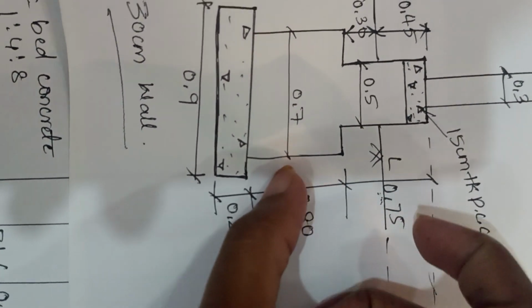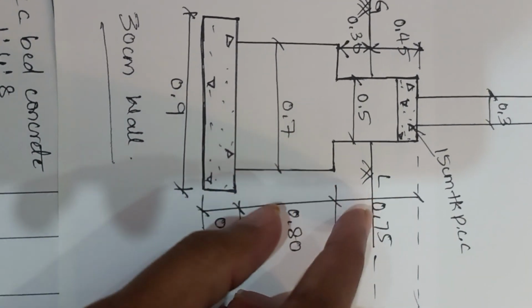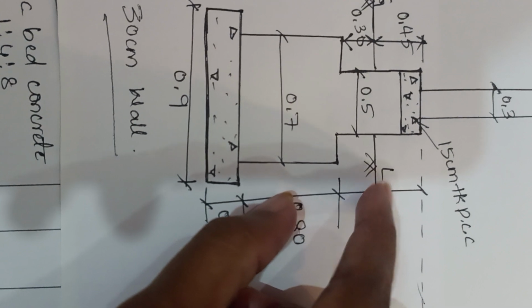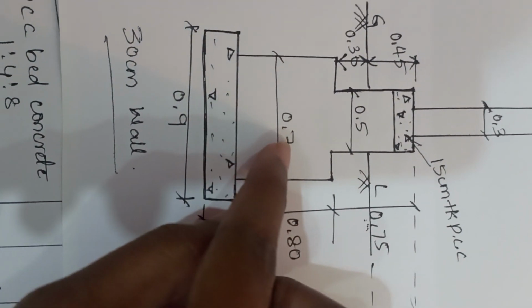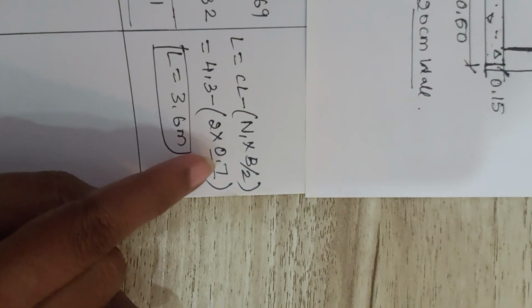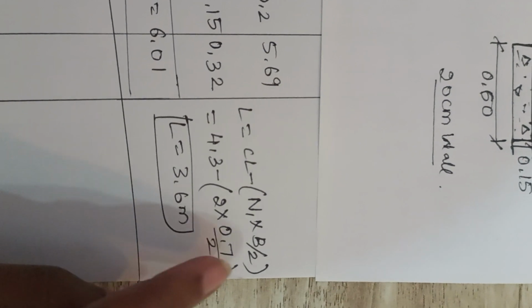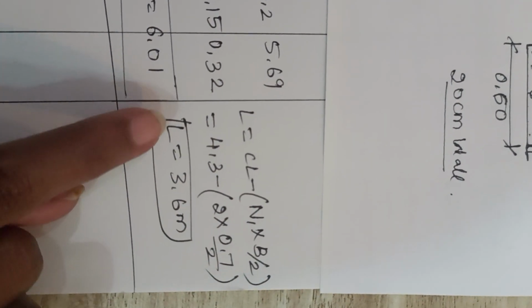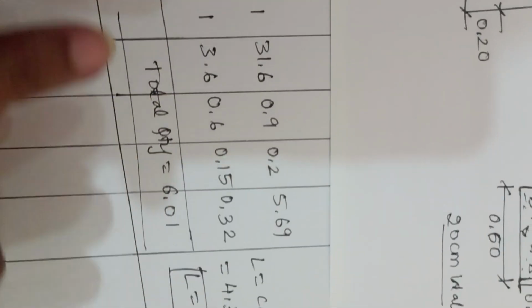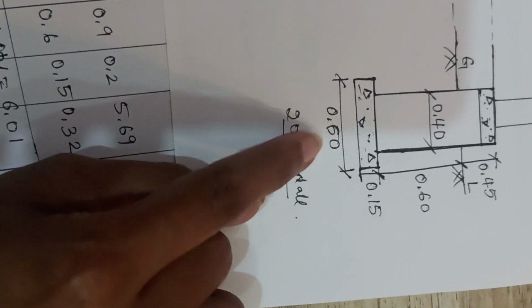At this level, you have to note down the corresponding width. So 0.75 somewhere here you will be getting. At that particular depth, the corresponding width of the foundation of the 30 centimeter wall is 0.7. That's what you have written here. Your B value is 0.7, divided by 2. On simplifying the entire thing, you will get an L value of 3.6 meter. The same value you have to enter in the table.